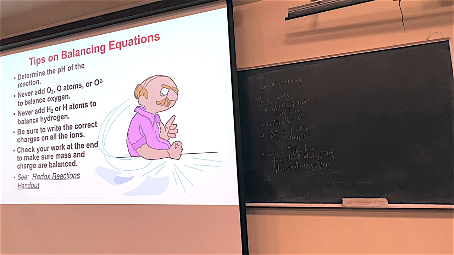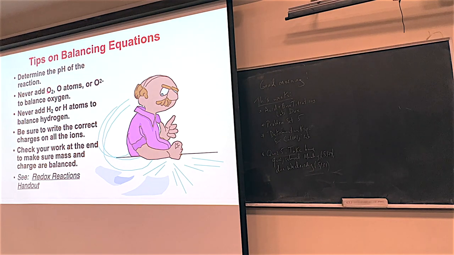Okay, just some balancing tips before we leave. The pH is critical. If the pH is less than 7, you're an acid, so at the end you'll have H+ and water. But if the pH is greater than 7, then you're basic, you'll have hydroxide and water. So make sure you've got the right pH so you don't end up with the wrong parts. I've seen this a lot when I teach this stuff. You can only add negative electrons. You can only add H+ in water if it's an acid, or hydroxide in water if it's base.